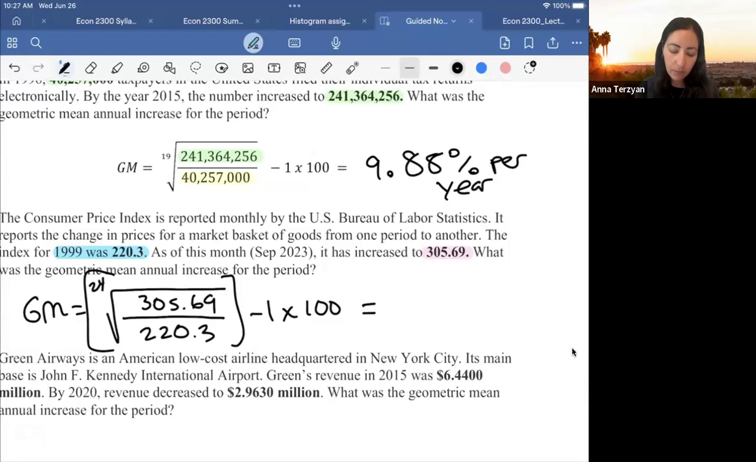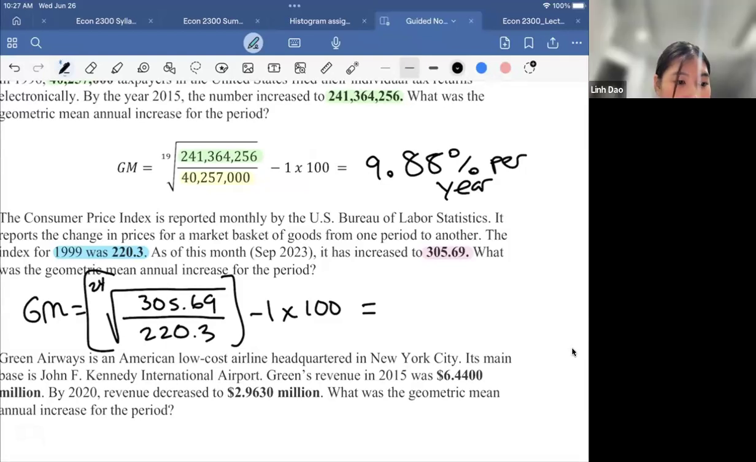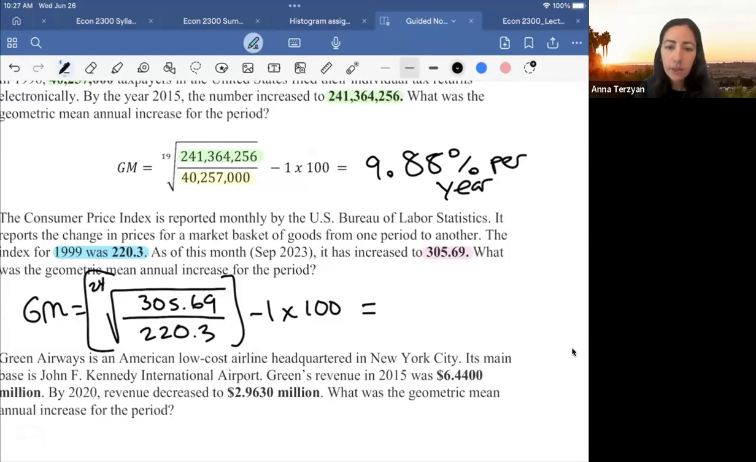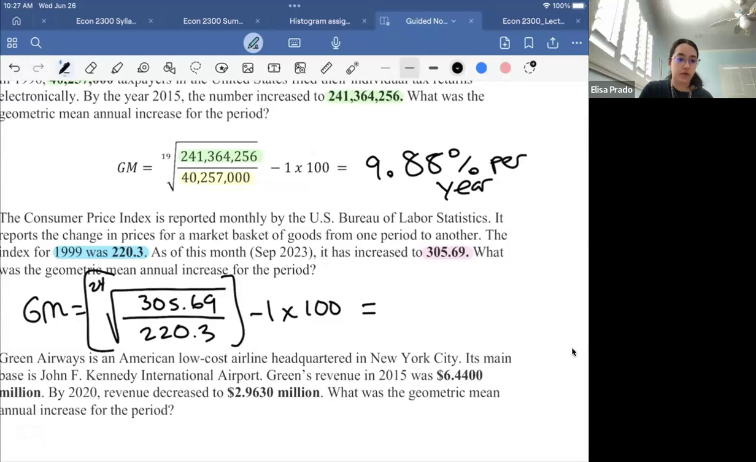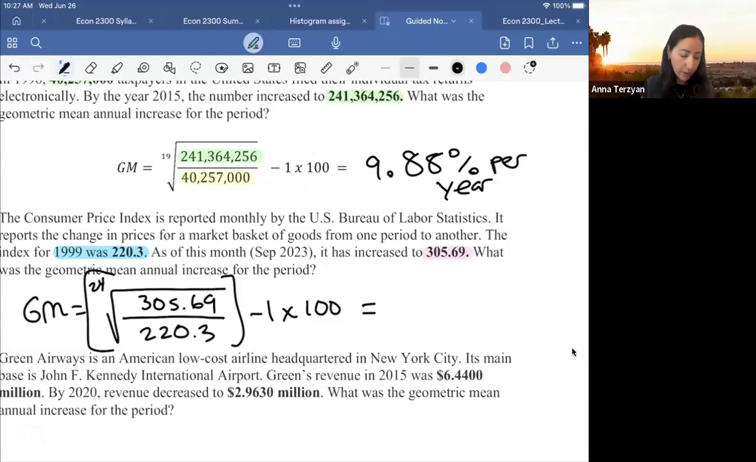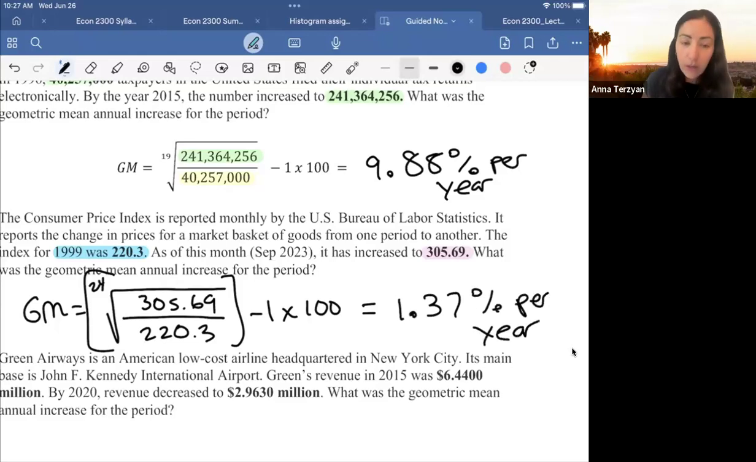What's our inflation rate? 1.37. I didn't get that. Can we confirm? That's what I got, but I could have done it wrong. Let me check it. 305 over 220, 24th root. Yeah, that's right. 1.37. Perfect. Percent per year. So that would be across 24 years.